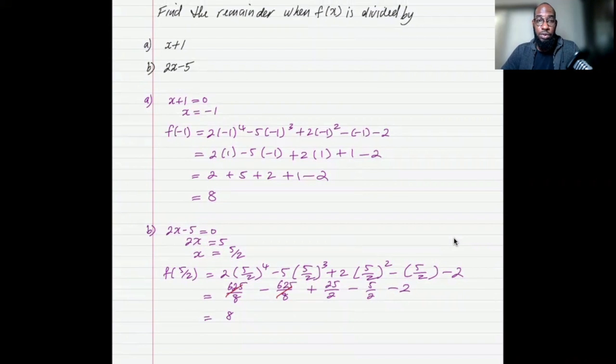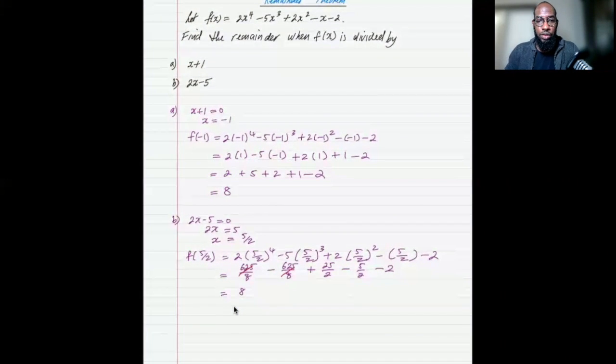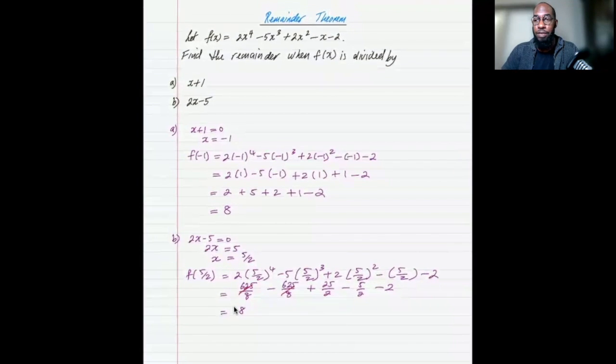In this question, we see we got 8 for part A and 8 for part B. Not all questions will get the same remainder. It just happened that in this question, we have the same remainder, right? Same answer. So that's it for remainder theorem relating to this question.